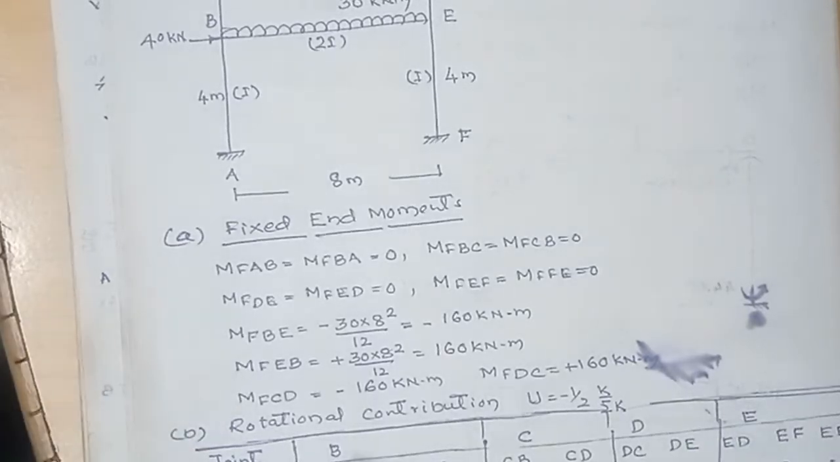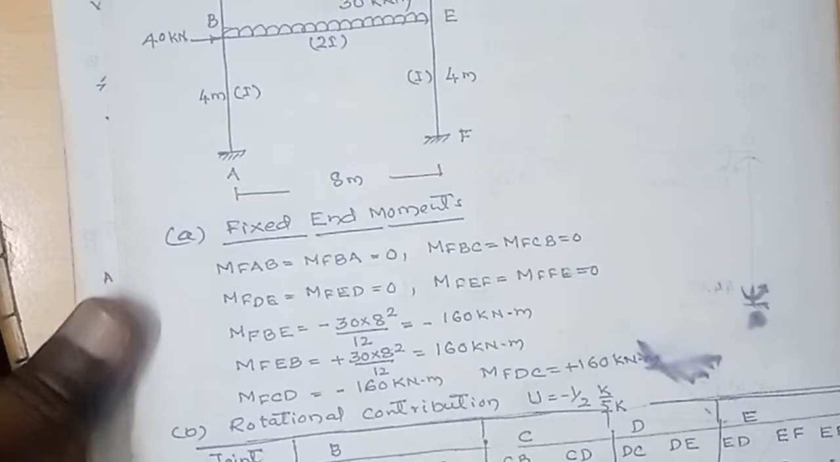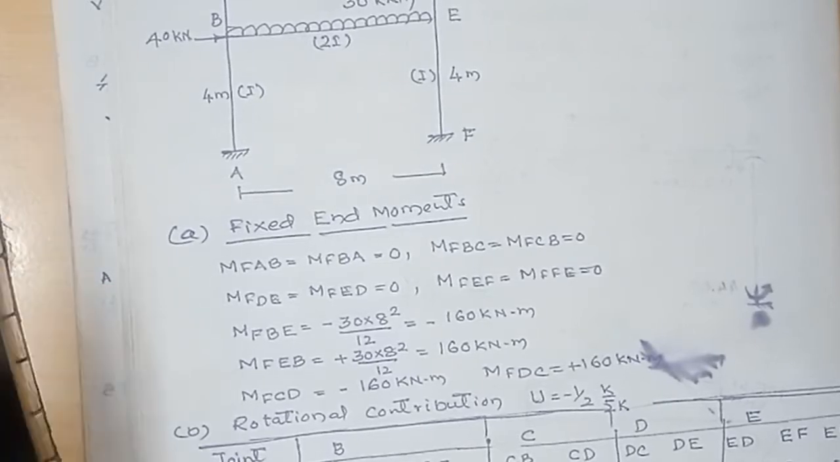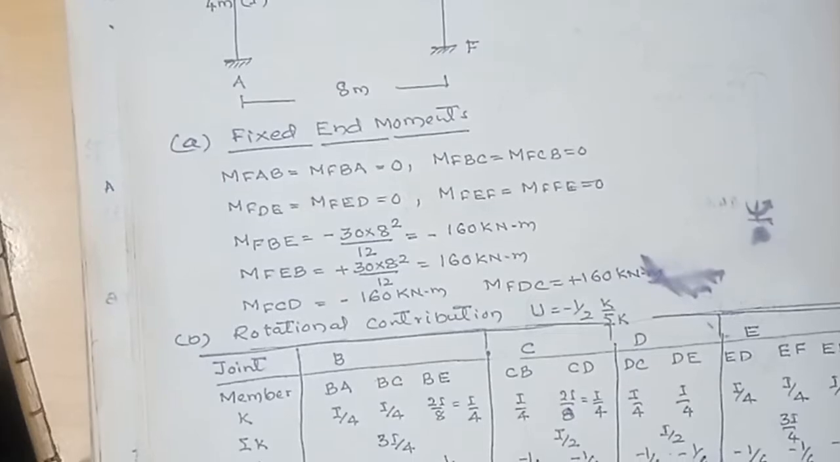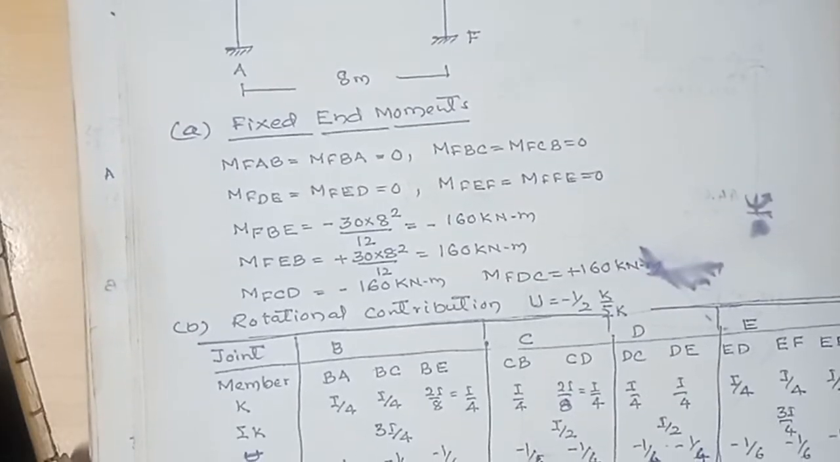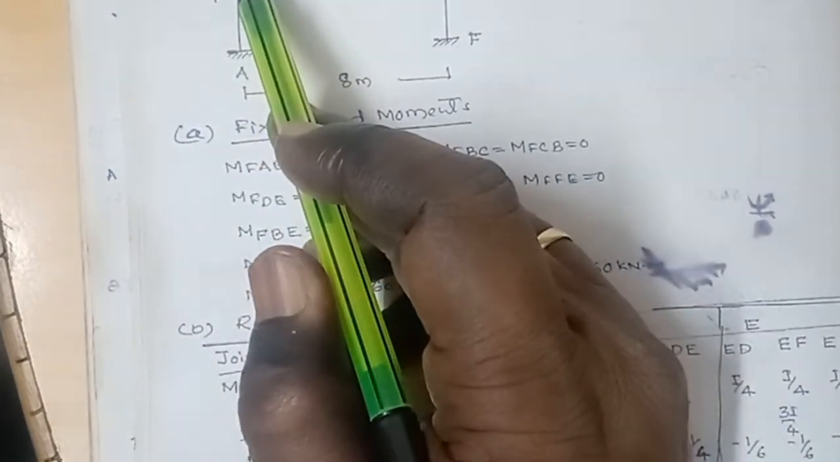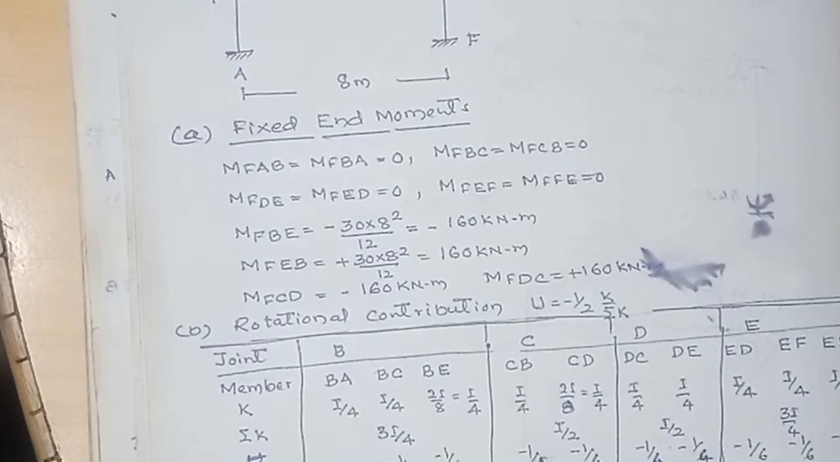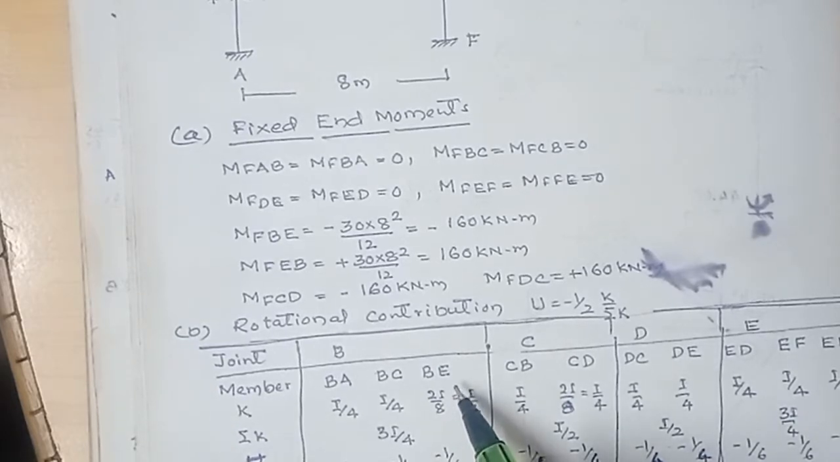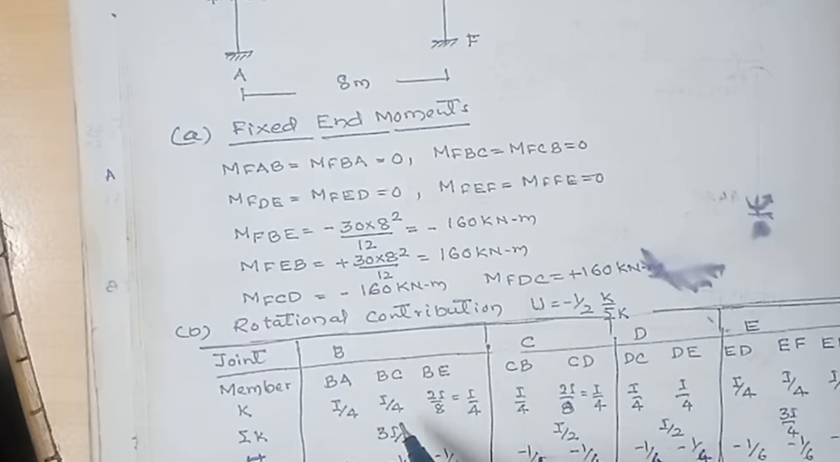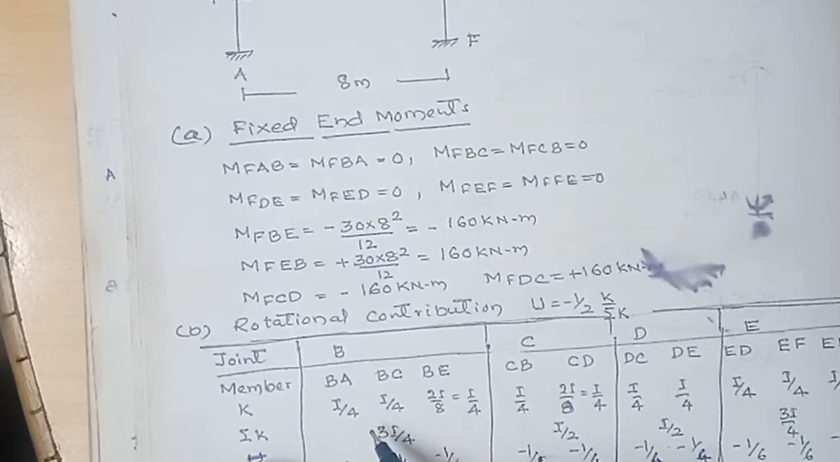Then the next step is to calculate the rotational contribution. The rotational contribution is given by U equals minus half into K divided by summation K. Here first we will consider the joint B. At joint B, three members are connected: one is BA, one is BC, one is BE. With respect to B, A is fixed, E is continuous, hence K equals I by L for all the members meeting at joint B.